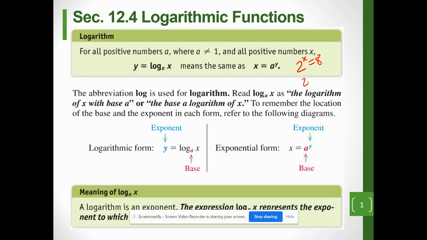But what if I gave you 2 to the x is equal to 9? And I'm asking which decimal power is it such that 2 to the x is equal to 9? Now, this is when logarithm is very important.